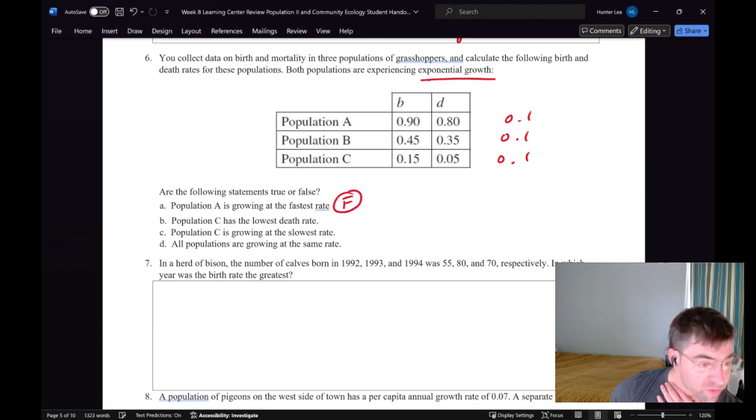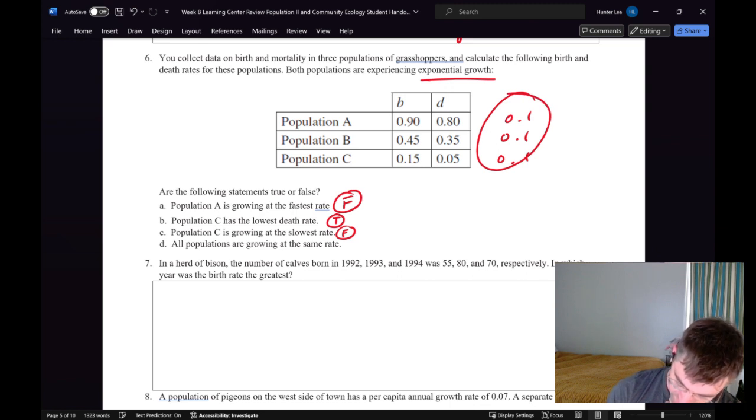I believe they are all growing at the same rate. Population C has the lowest death rate. That is true. That is absolute value, the lowest death rate. Population C is growing at the slowest rate. That is false. These all seem to be growing at the same rate. All populations are growing at the same rate. That is true.